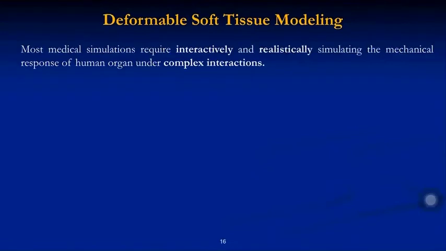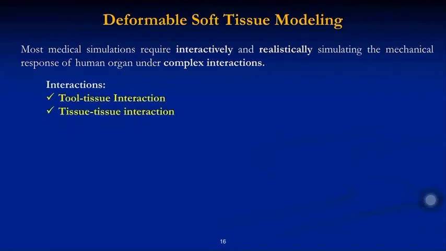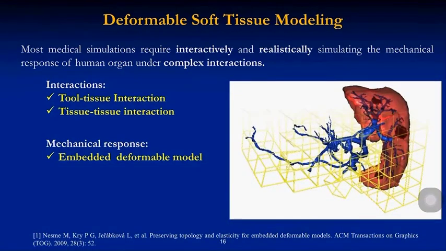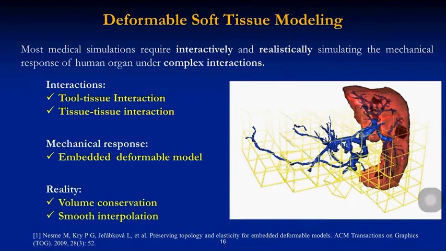So most medical simulation require interactively and realistically simulating the mechanical response of human organs under complex interactions. And then the interactions include tool-tissue interactions as well as tissue-tissue interactions. So to develop a realistic mechanical response, we adopt an embedded deformable model. The advantage is that it can preserve volume and also allow smooth interpolations.